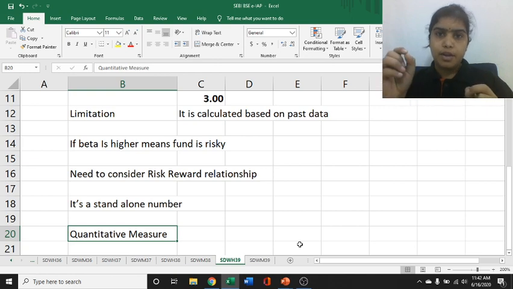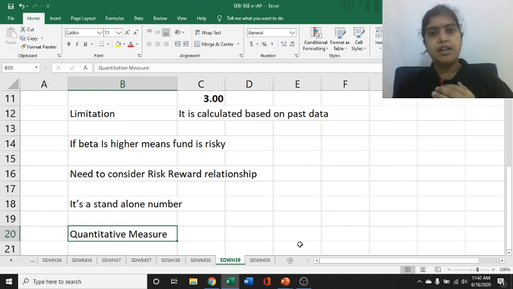So this is one of the major ratios which one should understand while choosing a mutual fund scheme, or you can do a comparative study along with this ratio. We will stop here today.